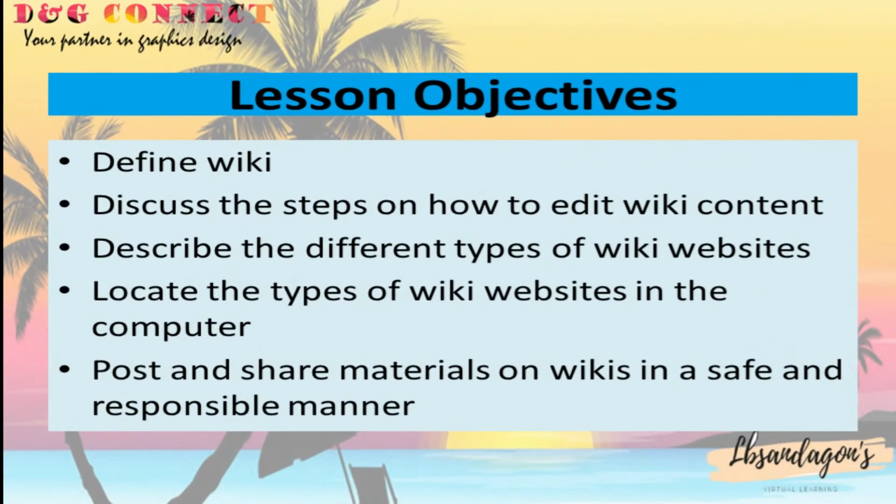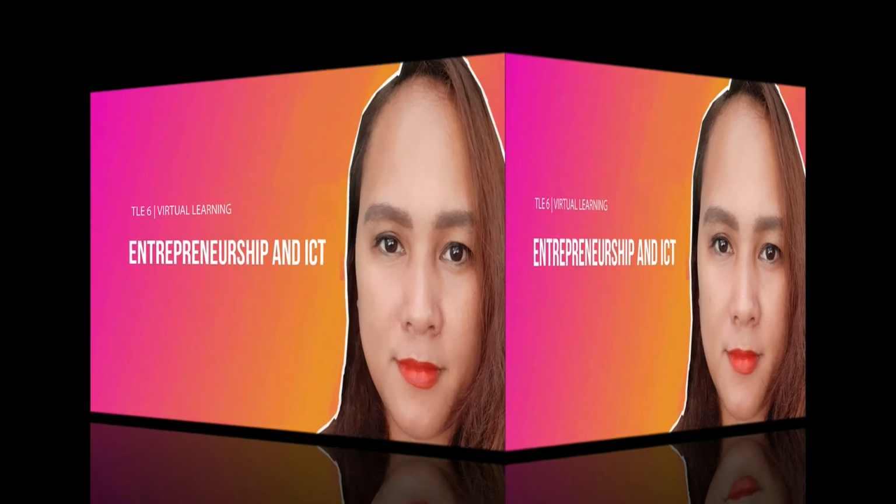For our lesson objectives, number 1, define wiki. Number 2, discuss the steps on how to edit wiki content. Number 3, describe the different types of wiki websites. Number 4, locate the types of wiki websites in the computer. And number 5, post and share materials on wikis in a safe and responsible manner.